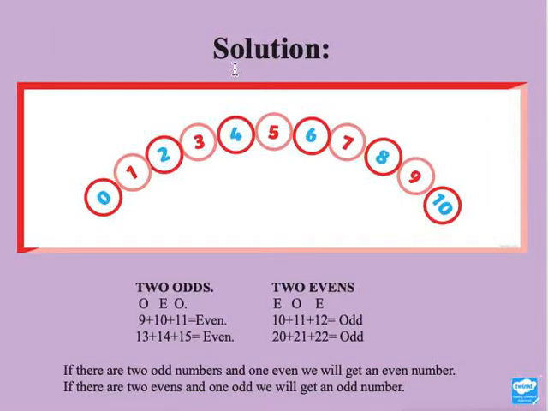So what really mattered, boys, was the number of odd numbers in your consecutive numbers. So if we added three numbers that were beside each other and two of them were odd, like 9, 10 and 11, or 13, 14 and 15, we noticed that the answer is always even. And some of you showed this in your examples that you gave.